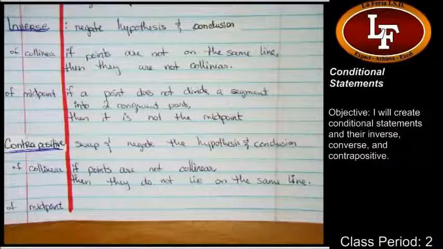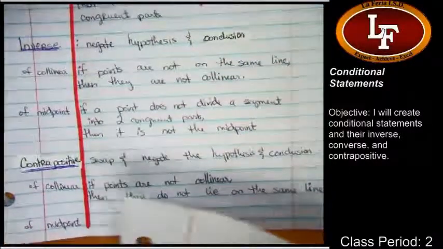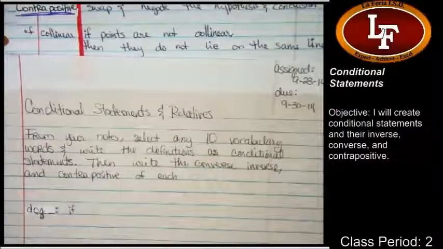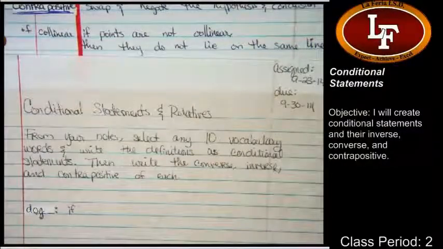Beautiful work. Here is the task that comes with these notes. Jot down the directions so that you have them for yourself. There they are. Go to your notes. Select any 10 vocabulary words in your notes and write the definition as the conditional if-then statement, just like what we did with collinear and midpoint. Yes, please do. That would make me so happy.